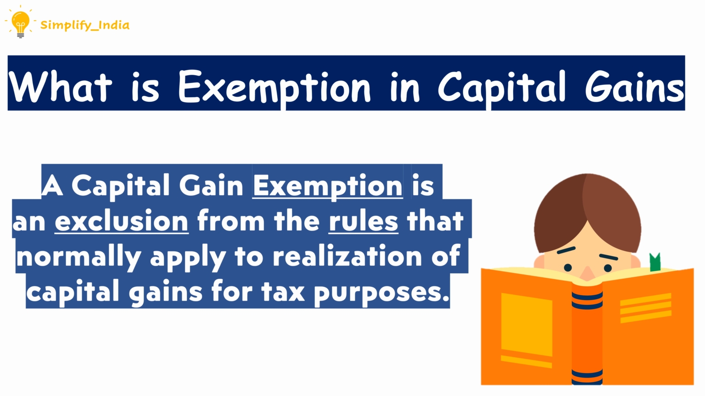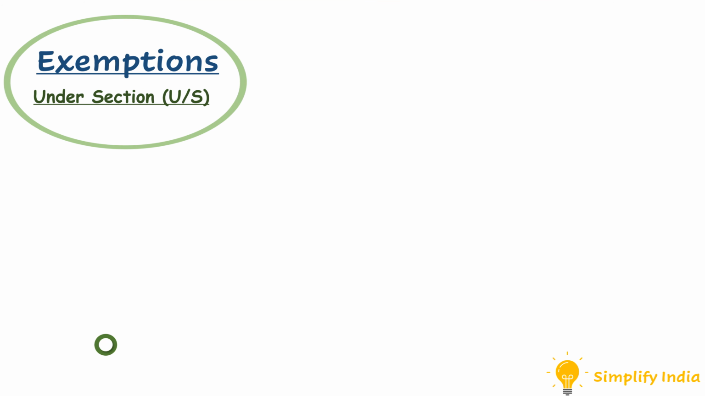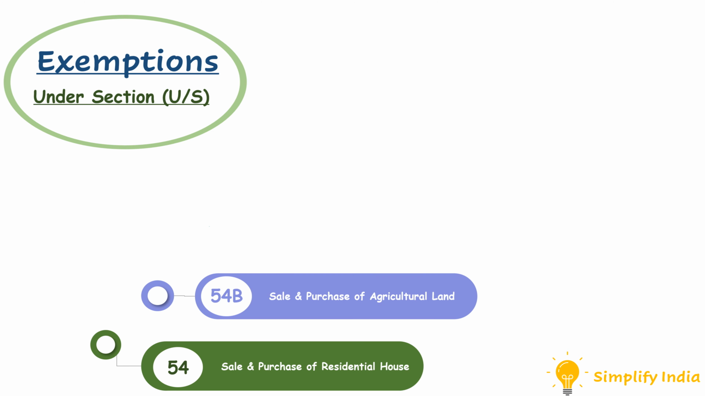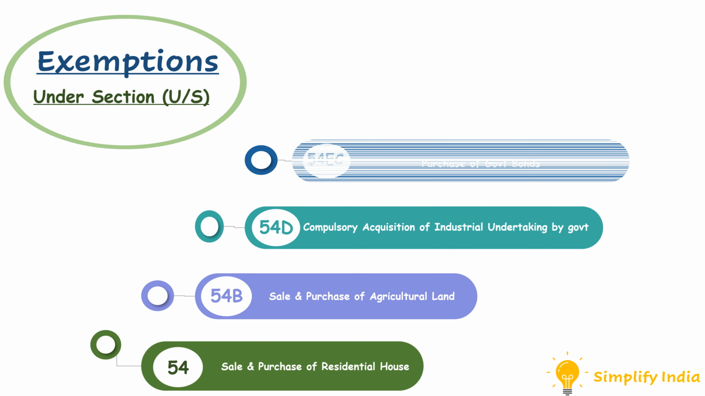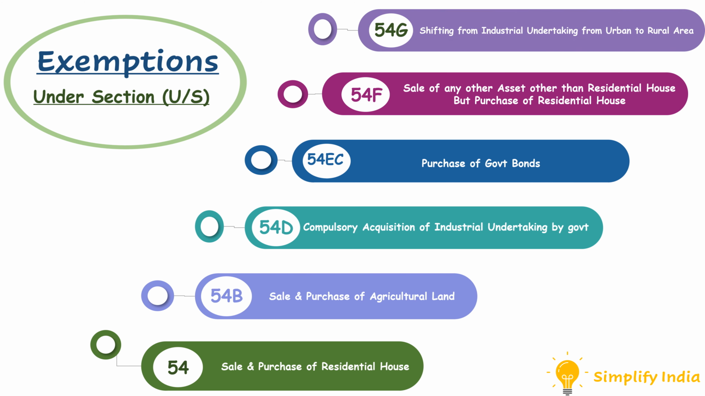First, we are going to learn what exemption in capital gains means. A capital gain exemption is an exclusion from the rules that normally apply to realization of capital gains for tax purposes. Under normal circumstances, when a taxpayer realizes a capital gain, it is taxable as income and it must be reported on tax documentation. Now, we are going to learn the various exemptions in brief, that is, under section 54, 54B, 54D, 54AC, 54F and 54G.